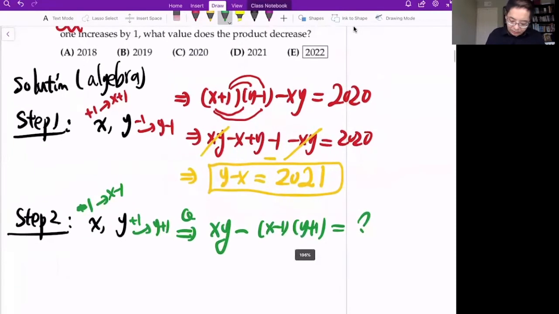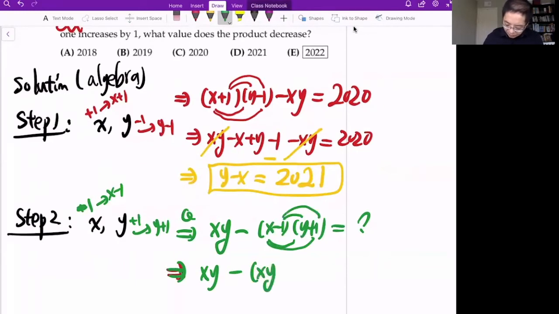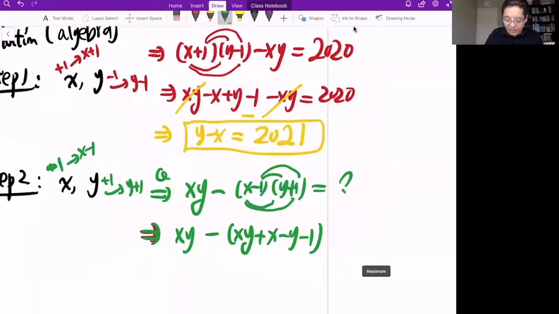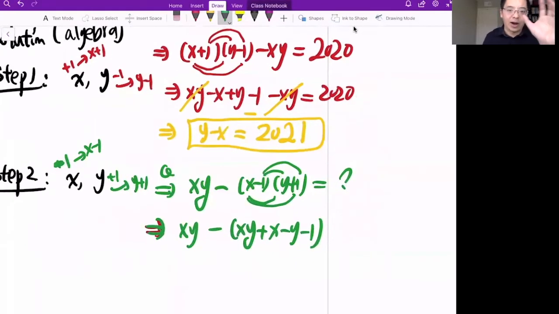Okay, so again, let's use the distribution rule. So this equals x times y minus, again, x times y, x times 1, negative 1 times y, and 1 times 1. Okay, so we have x times y minus x plus x minus y minus 1. Now we are going to get rid of the bracket. But be careful, if there's a negative sign in front of the bracket, when we remove the bracket, we need to change the sign of whatever is inside.